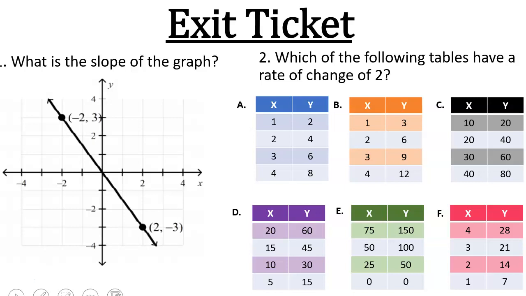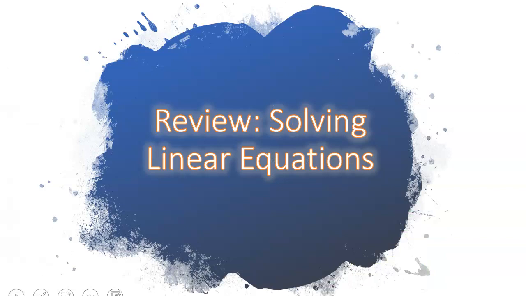Alright, so I will put this exit ticket up in Kidem for you, but you've got just 2 questions today. What is the slope of the graph, and which of the following tables have a rate of change of 2? And then next week, we're going to review solving linear equations.